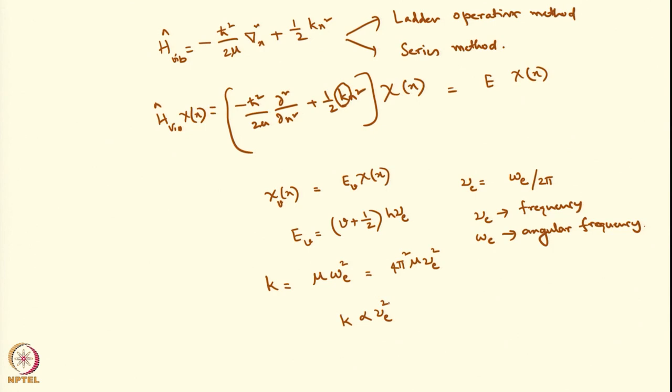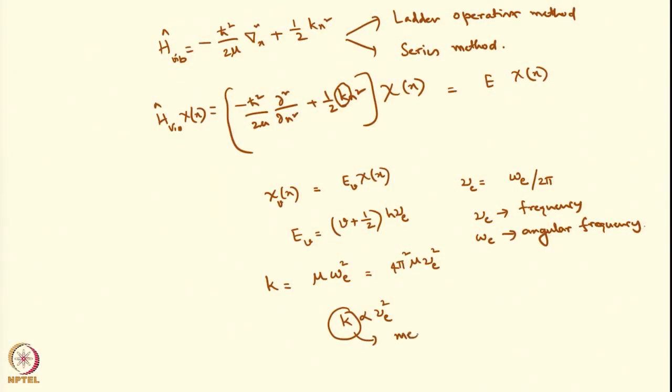So that means the vibrational frequency is proportional to the square root of the force constant. That means if you increase the force constant, the vibrational frequency will increase. That is what we already know. If the bond becomes stiffer, the vibrational frequency will increase. Stiffness is measured by the force constant k. So this is a measure of the stiffness of a bond.